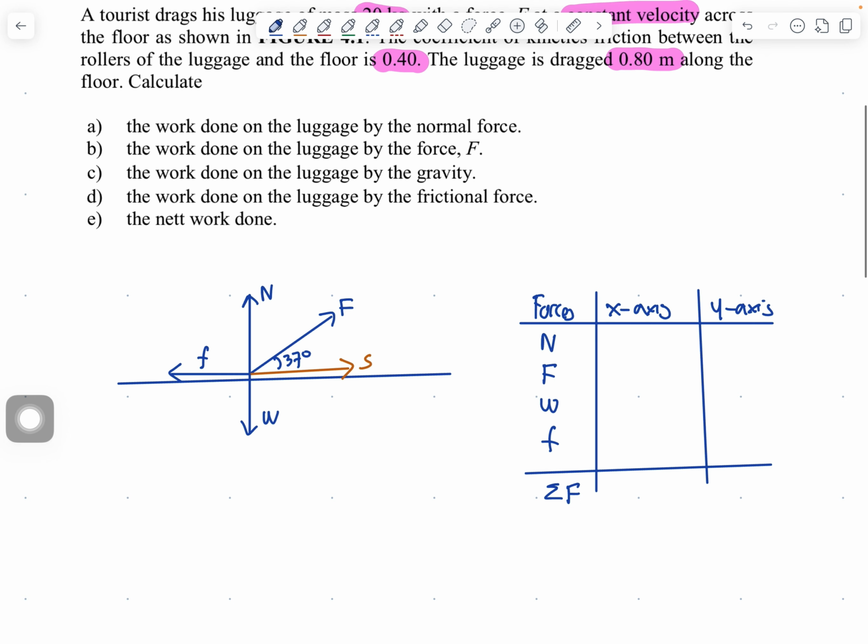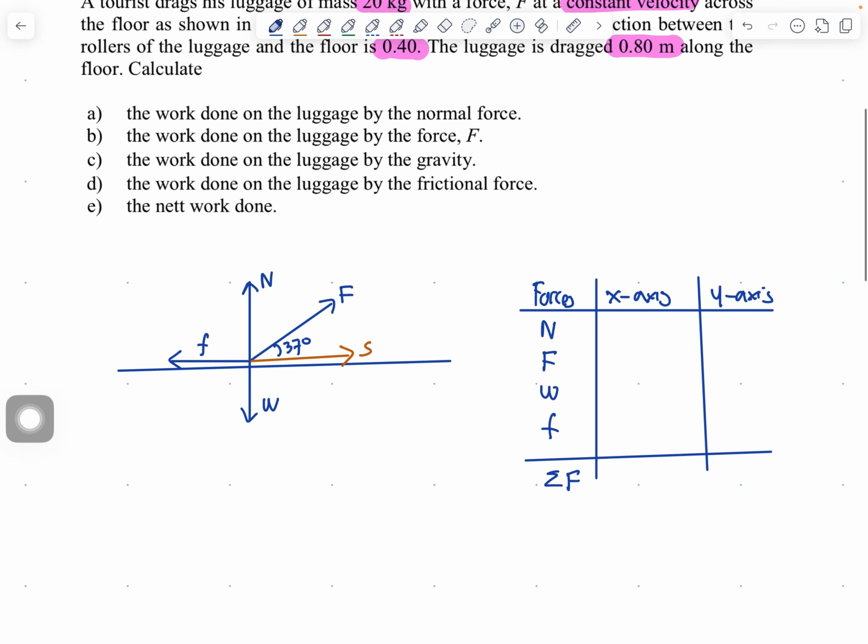Firstly, we need to fill in all the rows in this table. The first one will be the normal force. So normal force will be 0, positive N. For the external force, we have to resolve the force into x and y. This one will be to the right, F cos 37. This one will be upward, so F sin 37 degrees. Weight is pointing downwards vertically, so it will be negative W. And frictional force is to the left, so I'm going to put negative F, 0 here.